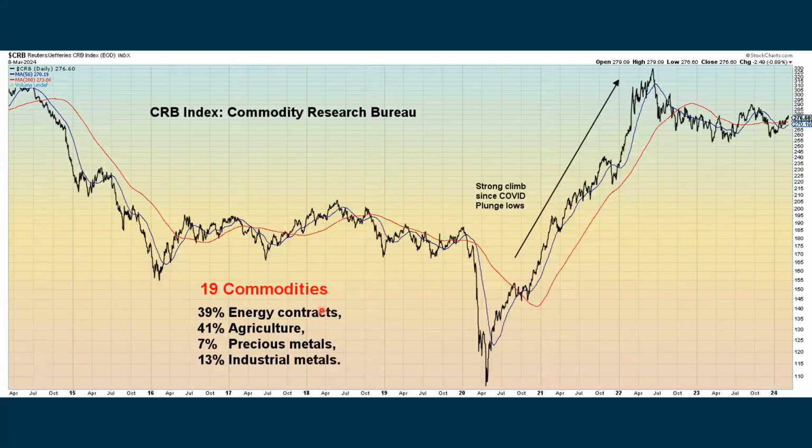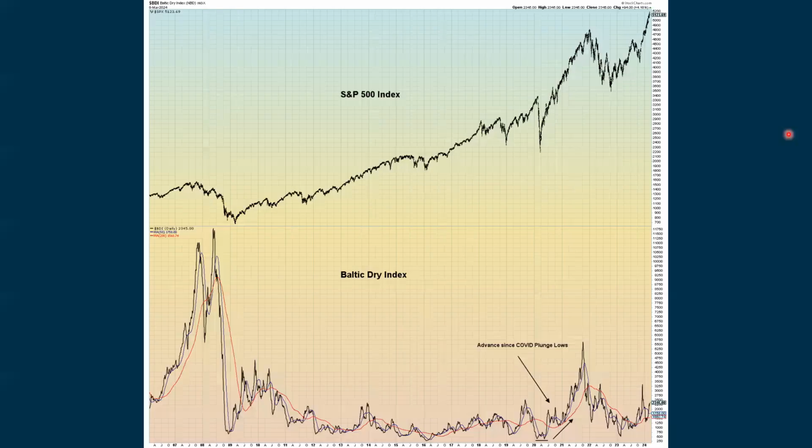Here's a breakdown of the different components of this index. And we're still in a longer term downtrend, even though the CRB index has been going back up. We haven't quite seen a golden cross yet. There's the Baltic Dry Index. This is what does it cost to ship products from one place to another. This is in a longer term uptrend and it has been going up lately. So this could be somewhat inflationary.